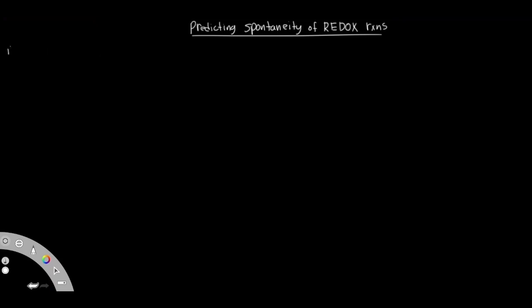Step 1, you have to write the net ionic equation. EQN here stands for the equation. And then step 2, we have to add arrows to indicate the gain and losses of the electrons.